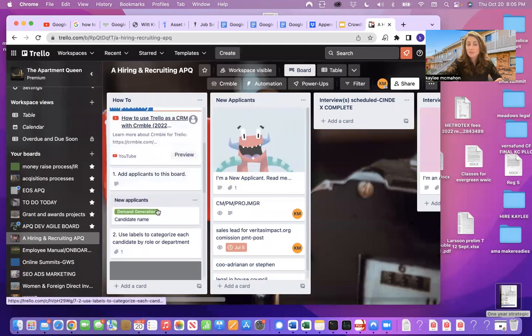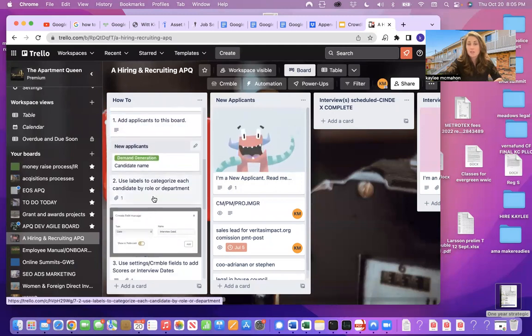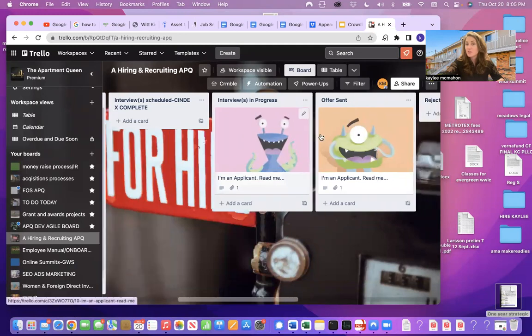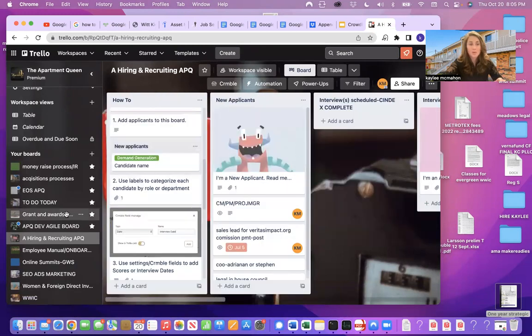Then we would add our applicants here. We'd use labels to categorize the candidate by their department. When new applicants come in, we put them here. When the interview is complete, you get the idea, but this is something that you can copy.